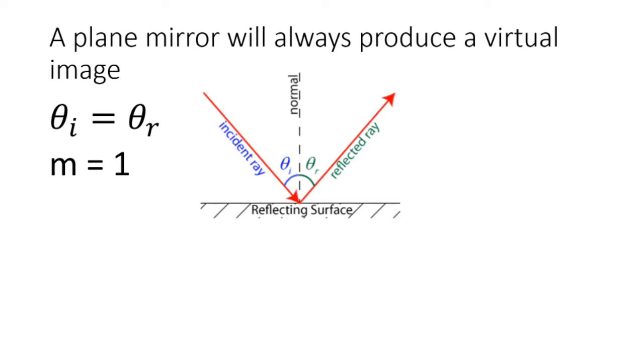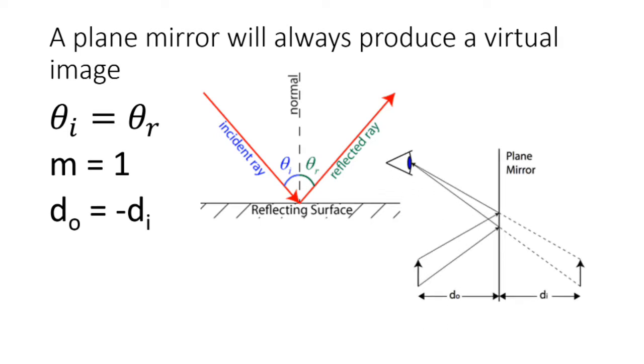The magnification on mirrors is always 1, so the object is not any larger or smaller than the image. The distance of the object from the mirror is going to be equal to the negative distance of the image, because the image is on the other side of the mirror. Images are always virtual for plane mirrors.